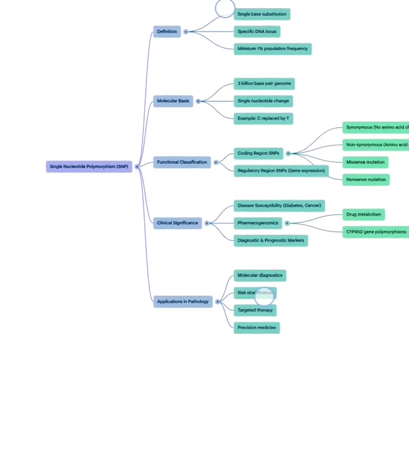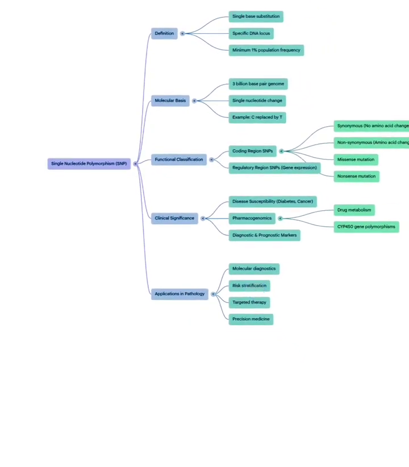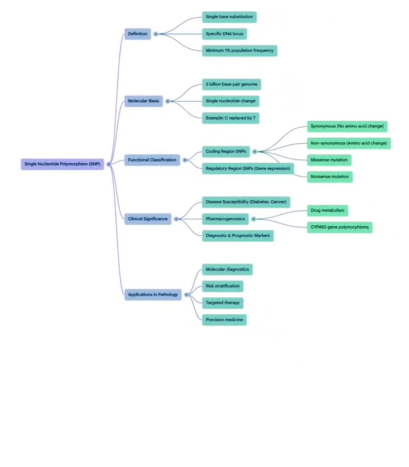SNP is a single nucleotide variation, but its impact ranges from a benign variation to major clinical sequelae. Its importance lies in understanding disease mechanism, predicting drug response, and advancing precision medicine.